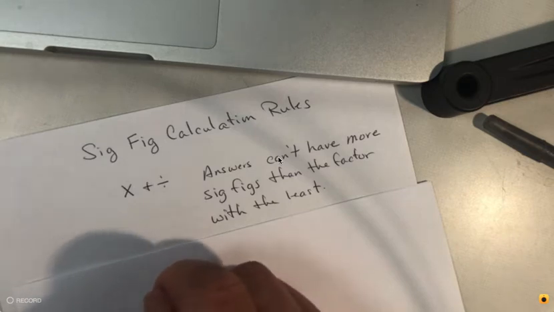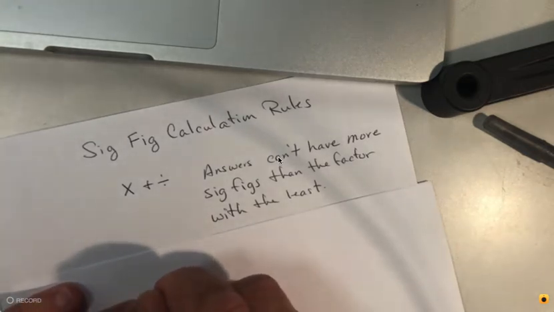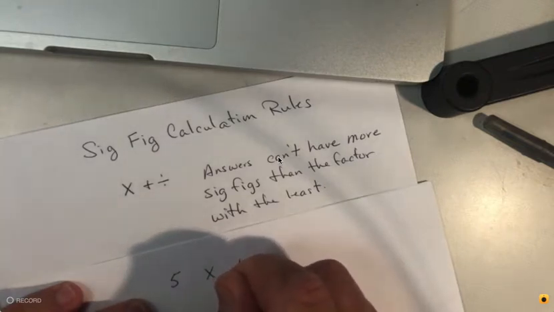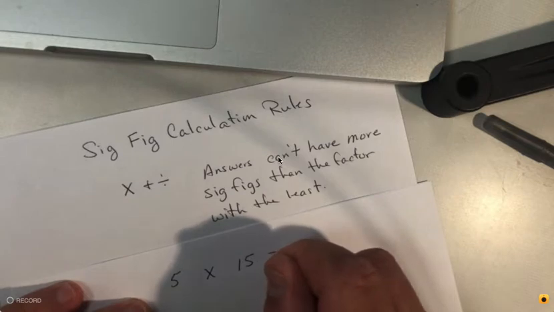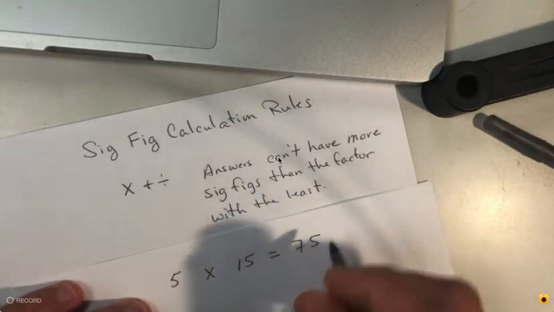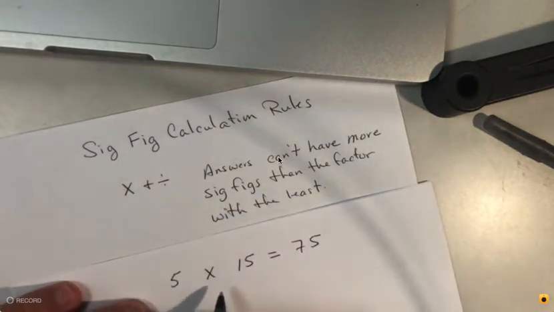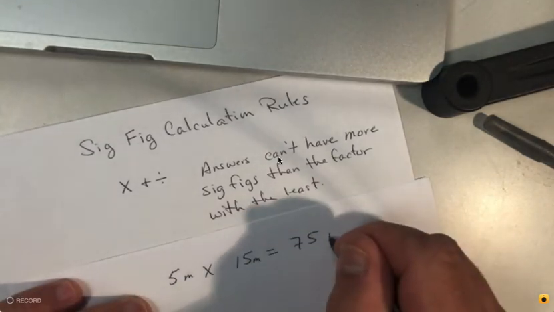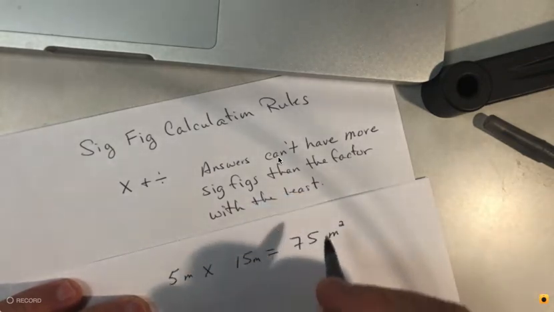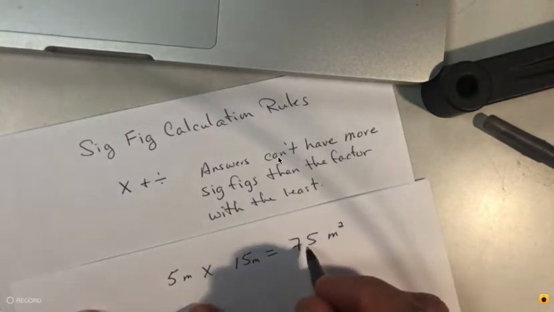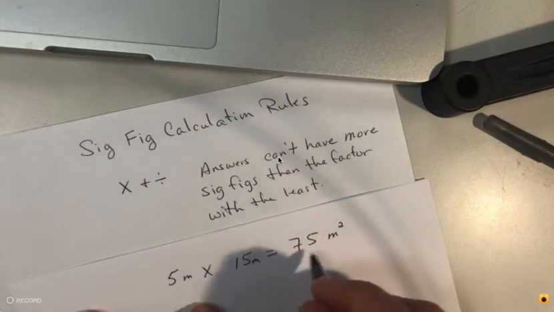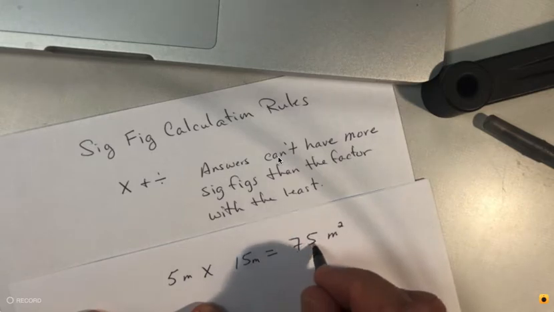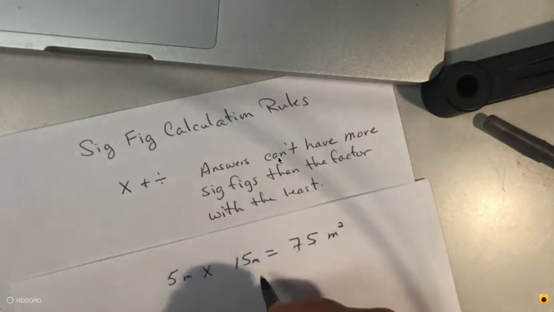If I have a number, say 5, and I multiply by 15, I'm going to get an answer of 75. And that's fine if you're in math class. But if you're in science class, and those are measurements, and that is in square meters, then the 75 is going to have to be adjusted because we can't get an answer that is more specific than the information that we put in.